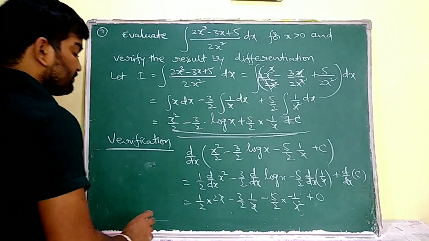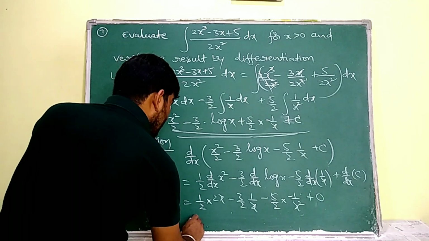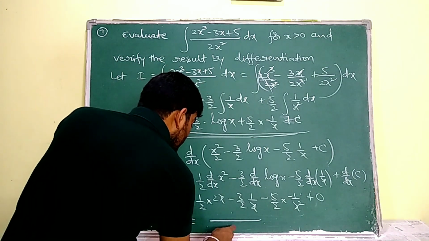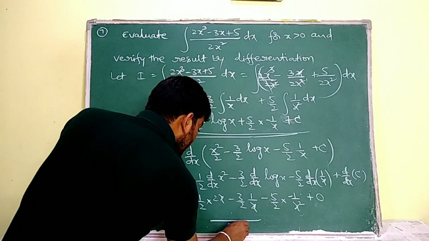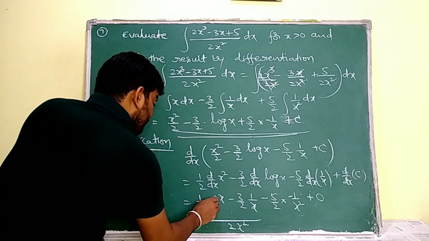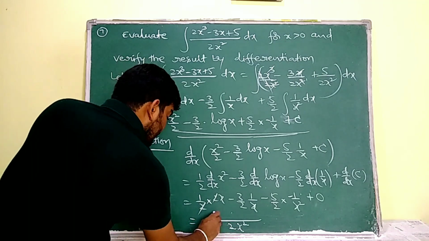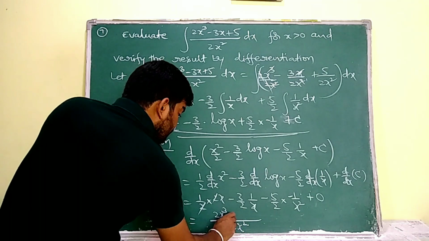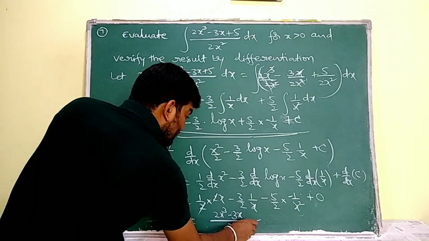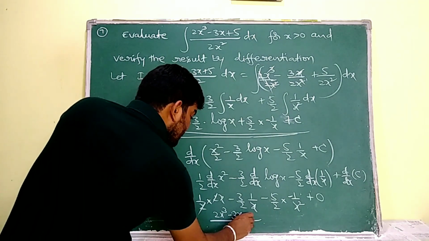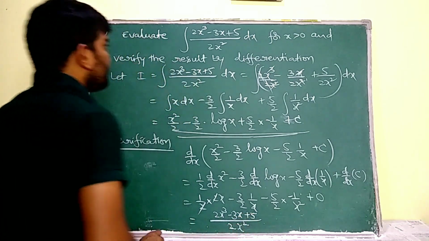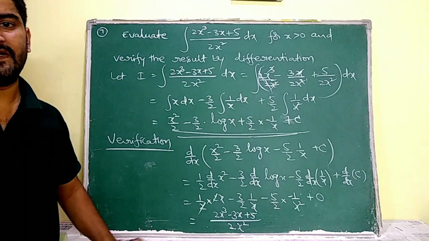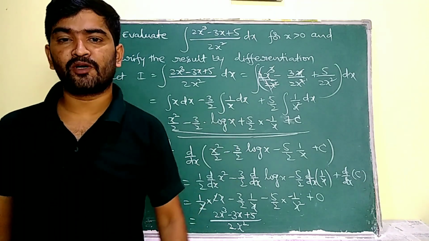By simplifying this, our LCM is 2x square. Then it is going to be 2x cube. 2x are going to be cancelled. It is minus 3x, and 2x square means it is plus 5. See, we obtained the question. So it is verified.